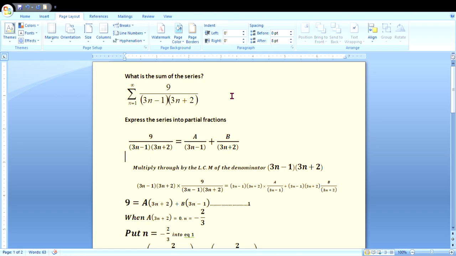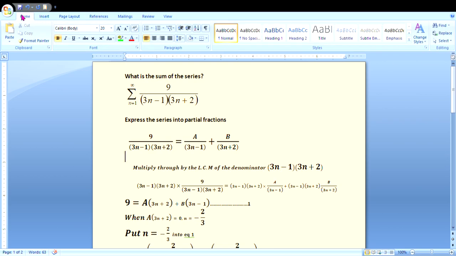Let's take a look at this series. What is the sum of the series as n moves from 1 to infinity of 9 over (3n minus 1)(3n plus 2)? Here, like I said in the previous video, the most convenient and efficient way of doing this is to express this series as a partial fraction. So all we need to do is to express this as a partial fraction.